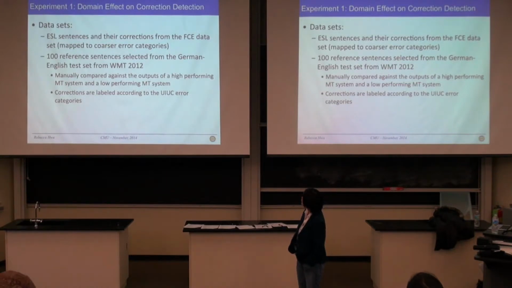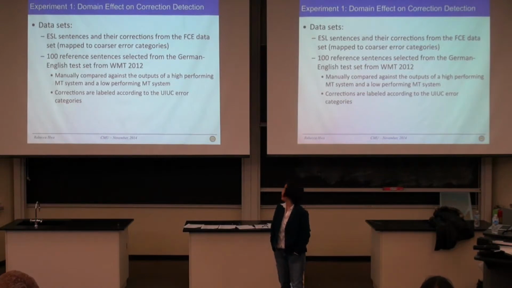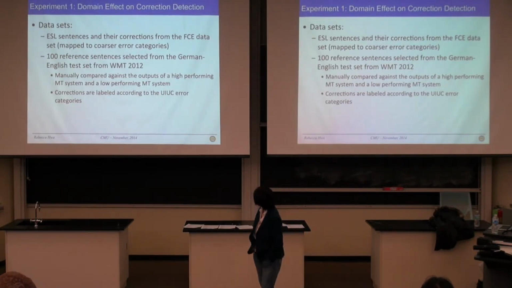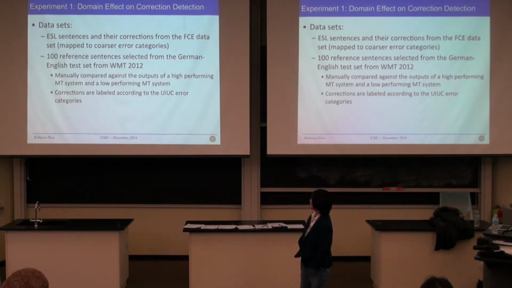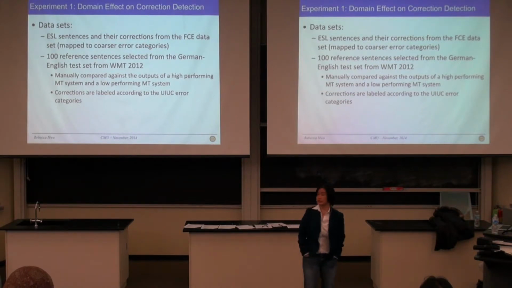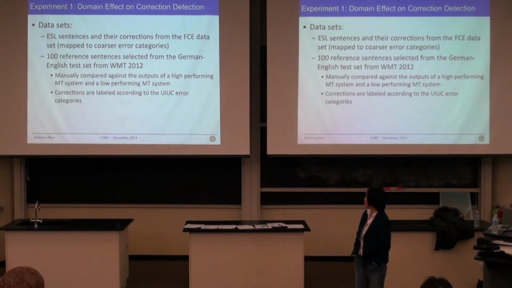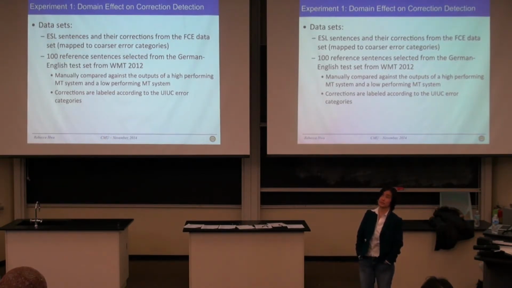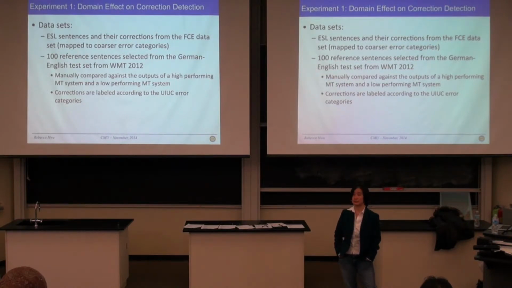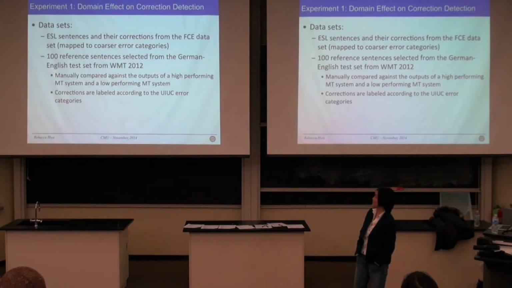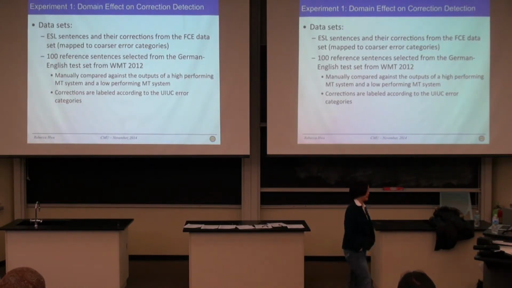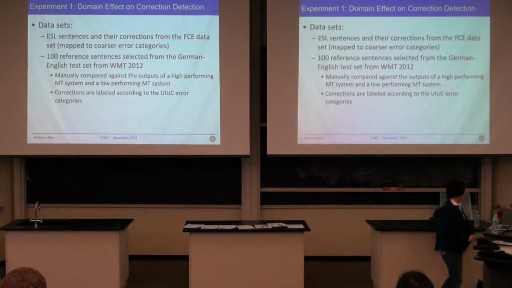All right, so experiment one was for just looking at the domain effect on correction and detection. So we have here two data sets. One of them I talked about, the FCE data set. For evaluation, we've extracted 100 reference sentences from the German English test set from the WMT 2012 workshop. And we manually compared those 100 sentences against a high-performance MT German English system as well as a low-performance MT system, and then labeled all of the corrections by type according to the 6 major types that you saw.